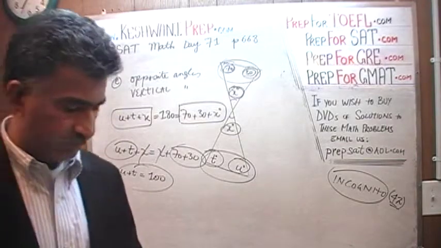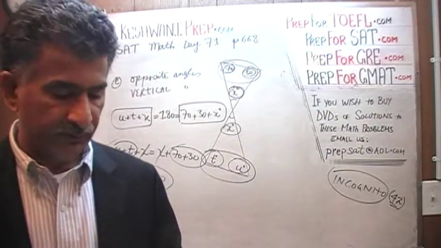And that's what the question is asking. The question is asking, what's the value of t plus u? T plus u equals 100.